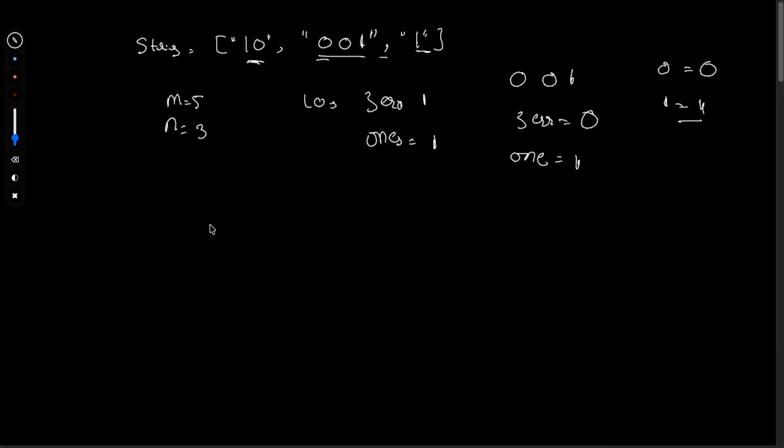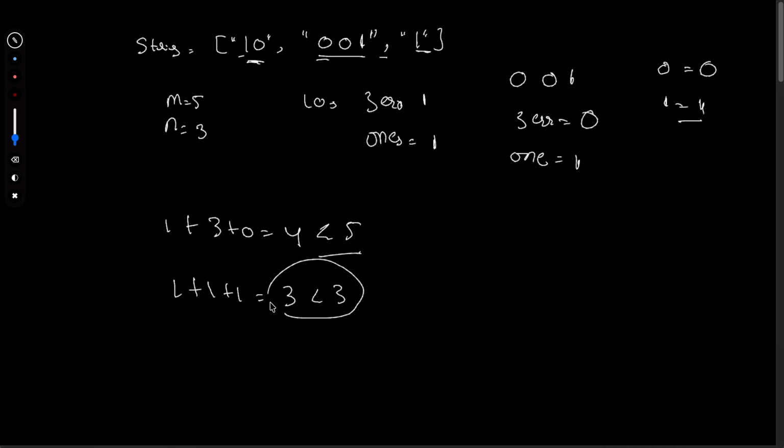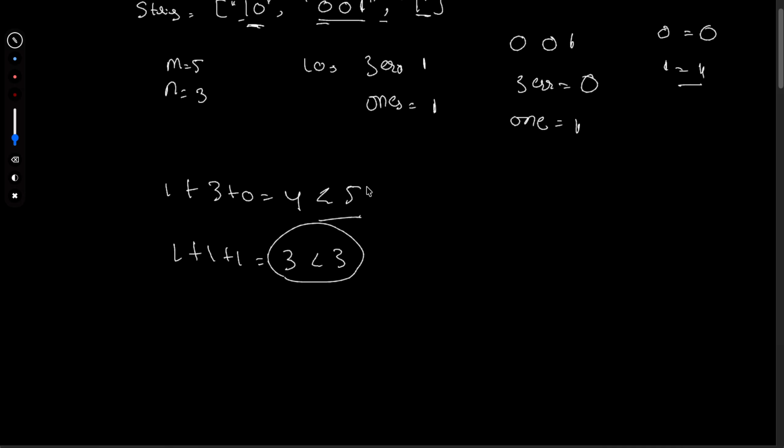Total zeros is 1 plus 3 plus 0. No, the total zeros is 4, and 4 is less than 5. And in ones, 1 plus 1 plus 1 is 3, and 3 is not greater than 3. So this answer is valid. So the answer is 3.